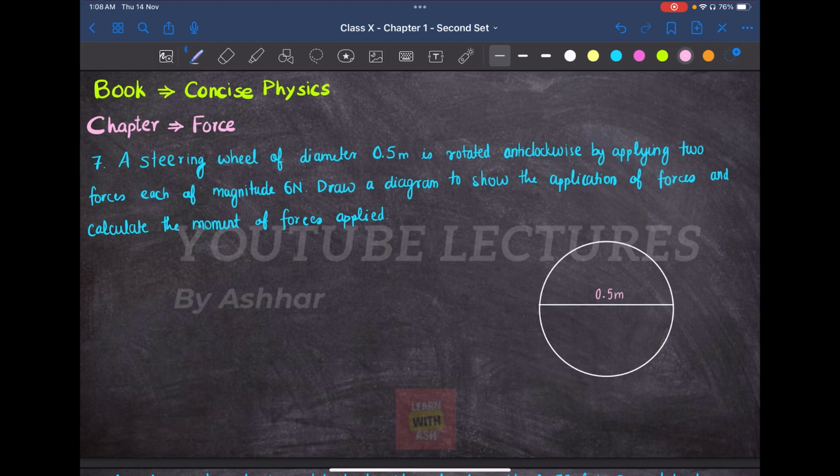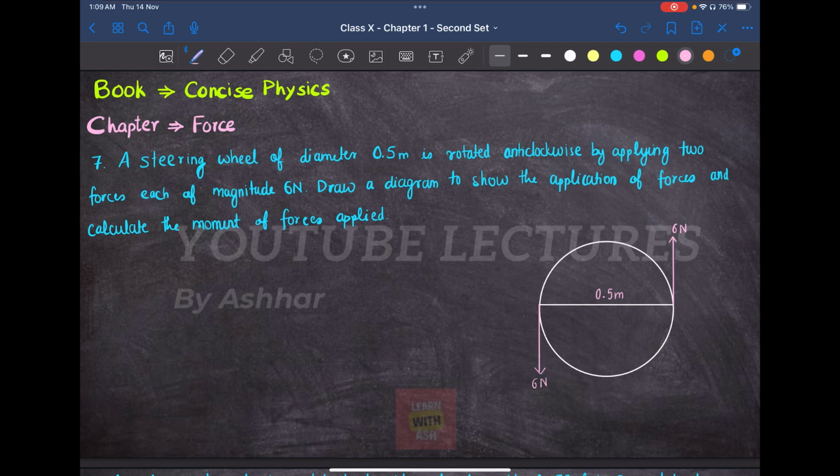So basically the steering wheel is being rotated in anti-clockwise direction. That means my clock moves in this direction, so I have to move this steering wheel in this particular direction. So where are the two forces being applied? We can say that one of the forces will be along this side and one of the forces will be along this side, where this force points in this direction and this force points in this direction. Both of them are of 6 Newton. So this was the question being asked, to draw this diagram.